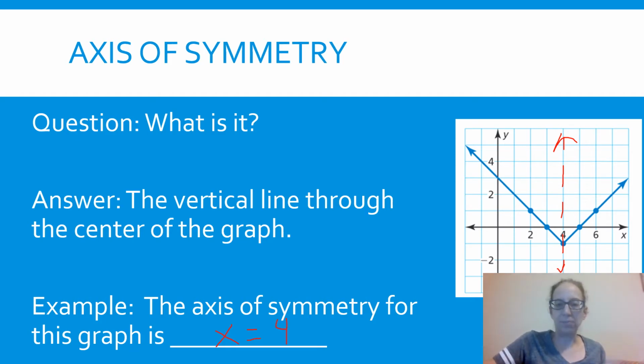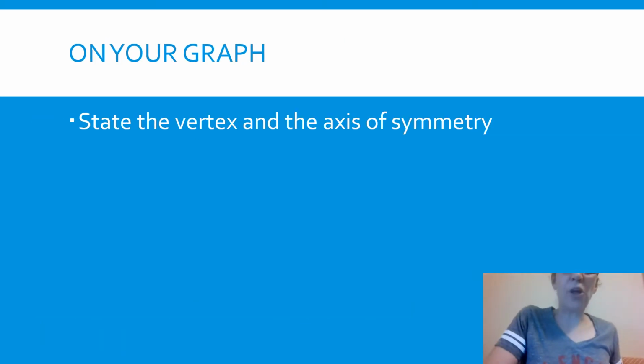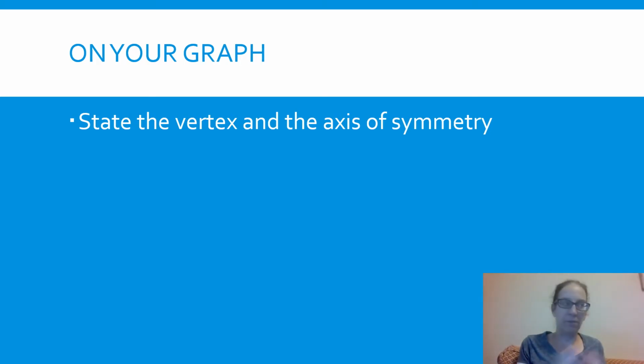So that's what your axis of symmetry is. And because it is a vertical line, your axis of symmetry will always take the form x equals a particular number. So at this point is where we'll take a break, and on your graph, state the vertex and the axis of symmetry. Hopefully I can remember to have some kind of graph for you to work with if you're watching this from home.